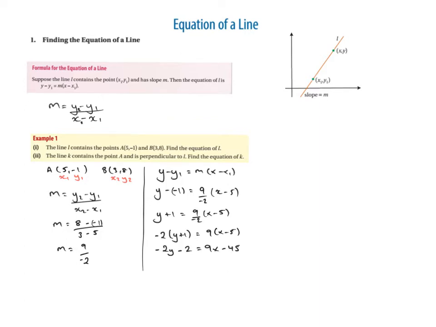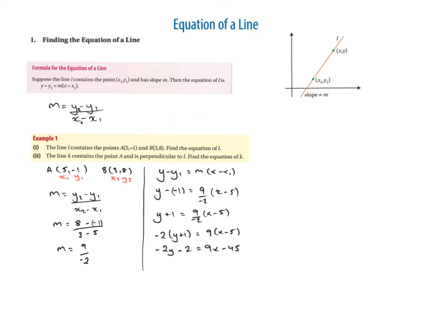Now, I can either put this in the form y is equal to mx plus c, or I can put it in the form all on one side is equal to 0. So I'm going to do the latter one there. I'm going to say I want everything equal to 0, and I'm going to try and keep the x's positive.